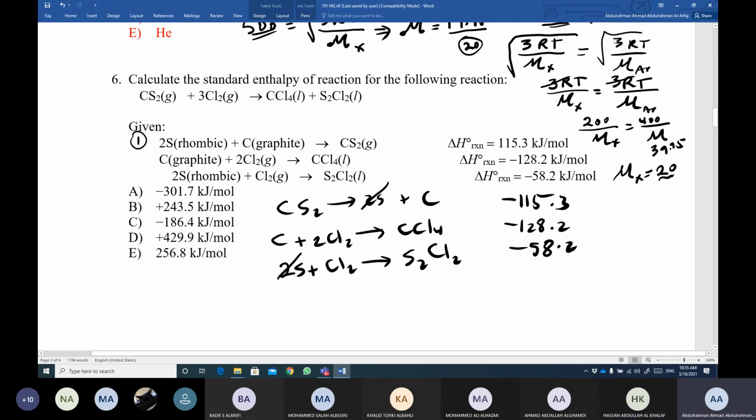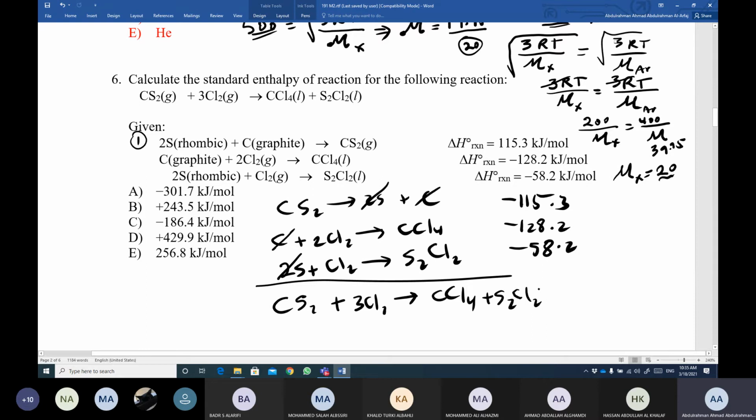The 2S will go with the 2S. The CCl4 is a result. Good. And the carbon will go with the carbon. And the rest will be CS2 plus 3Cl2 to give you CCl4 plus S2Cl2, which is exactly like the one up there, and you add these three numbers. How easy?